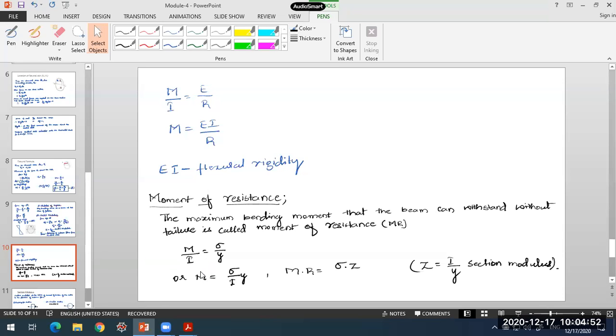So how do I obtain this moment of resistance? I'll take the flexural formula, M by I is equal to sigma by Y. These two ratios I'll consider. Now I can express M as sigma by Y into I, or in other terms, I by Y is nothing but Z, the section modulus. So the moment of resistance can also be written as sigma into Z: the permissible bending stress in the beam times the section modulus. By definition, this is the maximum bending moment that the beam can withstand without failure.